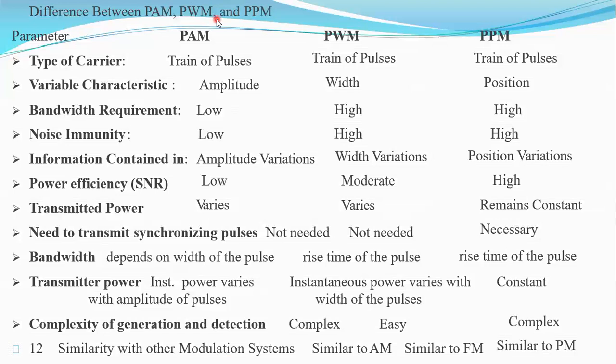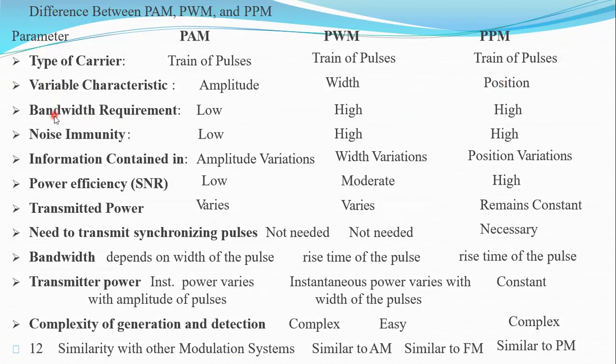And now we have a list of different parameters here, where we can see the difference between pulse amplitude modulation, pulse width modulation, and pulse position modulation. So in pulse amplitude modulation, the train of pulses will be the carrier. Similarly, in all the cases, PAM, PWM and PPM, the carrier will be a train of pulses. And in PAM, the varied characteristic is amplitude, in pulse width modulation, width is varied, and in pulse position modulation, position is varied.